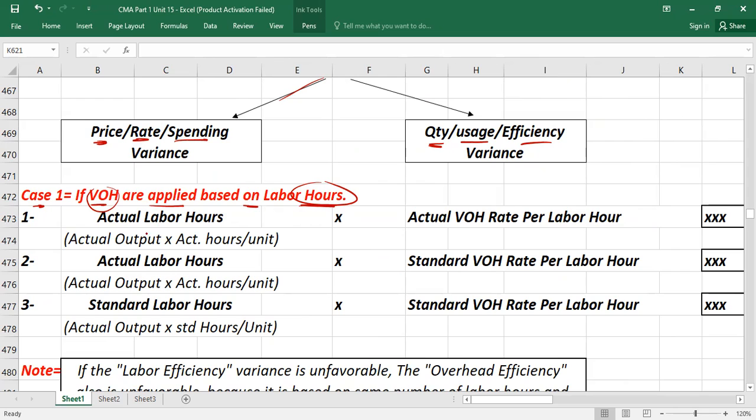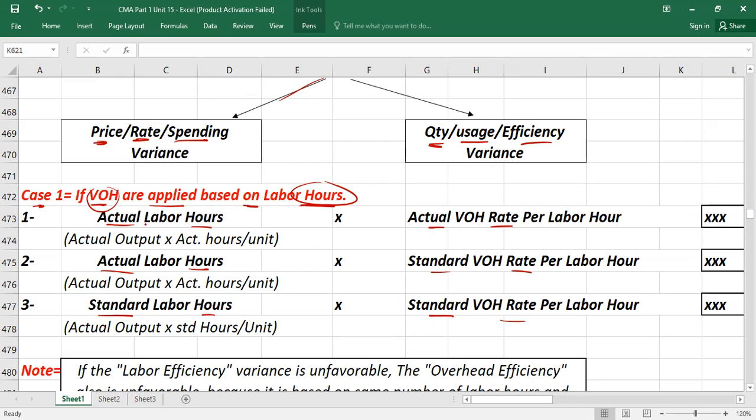So what were the 3 lines I told you? Actual hours into actual rate, actual hours into standard rate, and third, standard hours into standard rate, for variable overhead. Now let's understand how you will find these components. What was the shortcut? A times A times S times S.